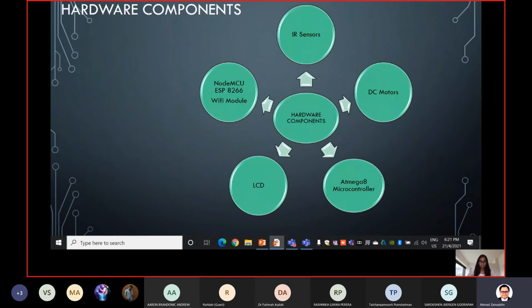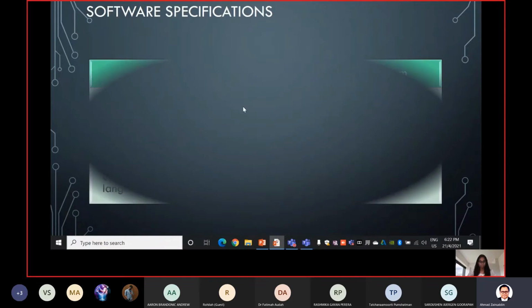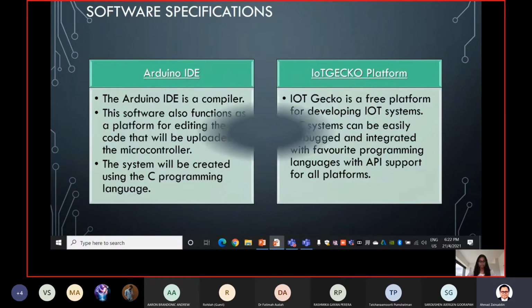Next would be the hardware components used to create this system. So we have the IR sensors, DC motors, and Mega 8 microcontroller, also known as AVR microcontroller, LCD, NodeMCU, ESP8266 Wi-Fi module. Next is the software specification. Firstly, we have the Arduino IDE.